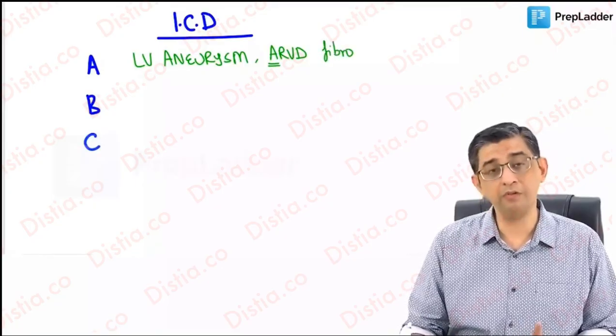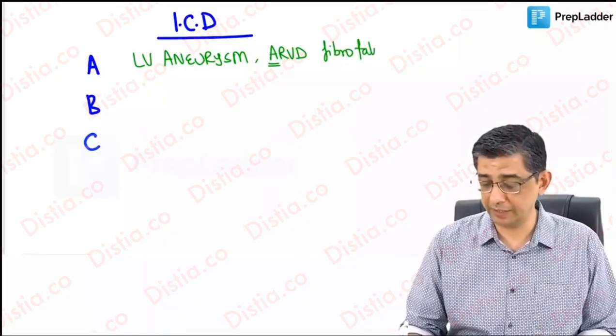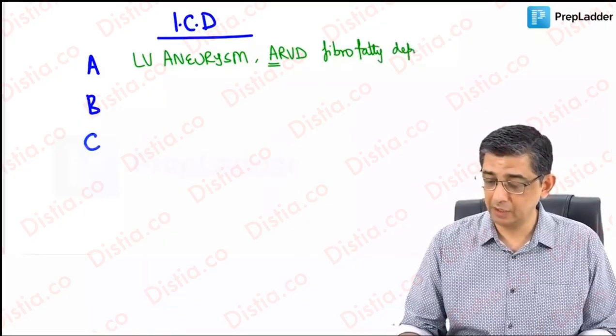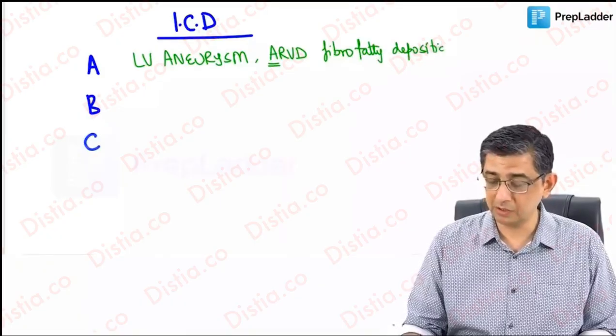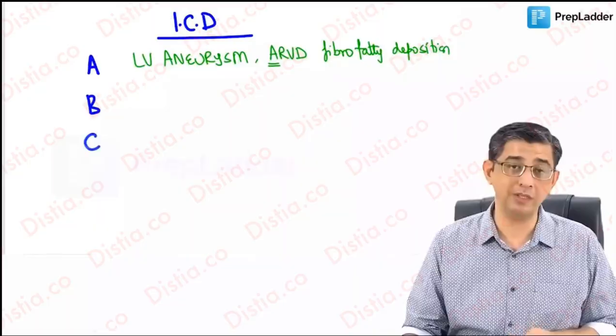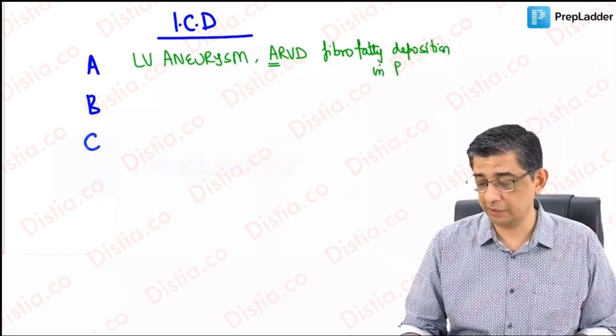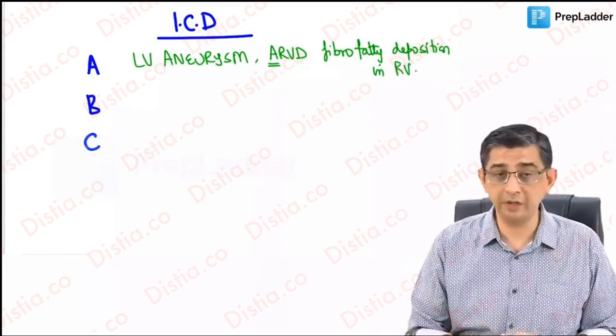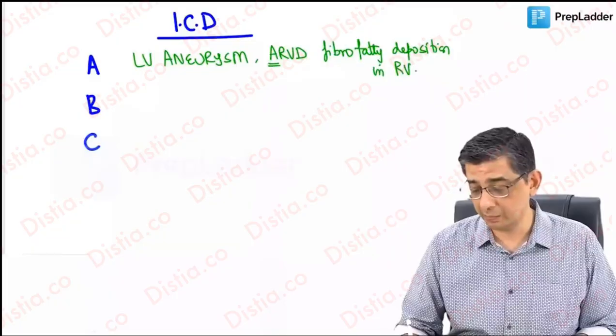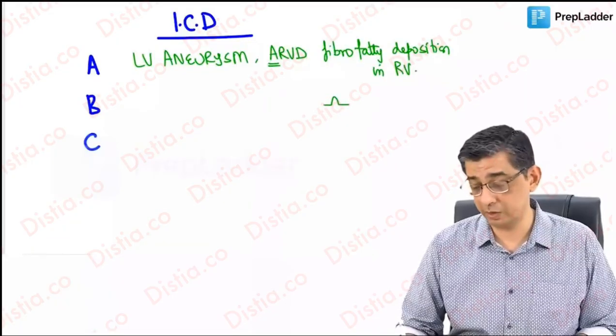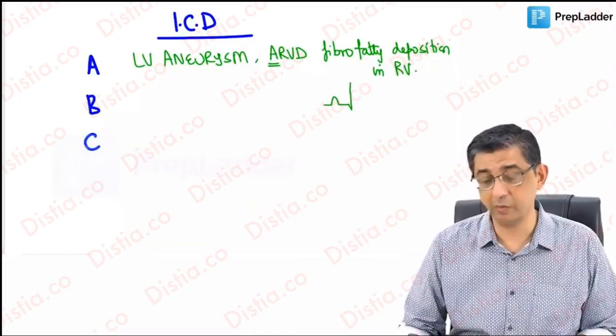It is a subtype of cardiomyopathy where there is a fibrofatty deposition in the right ventricle. Now, fat and fibrosis in the heart are not welcome because we need myocytes in the heart. If you have a fibrofatty deposition, especially in the right ventricle, then a voltage gradient could be created in the heart that could result in sudden cardiac death in these patients. Why? Because again, they can develop VT or Torsades de Pointes.